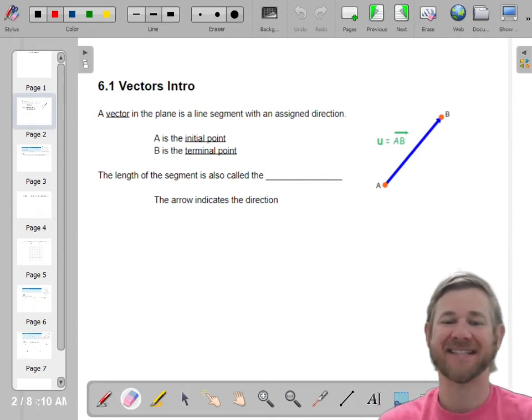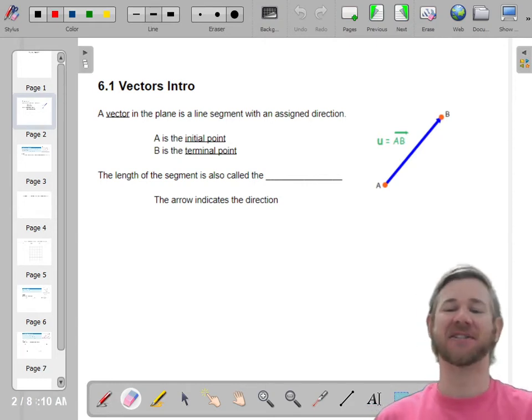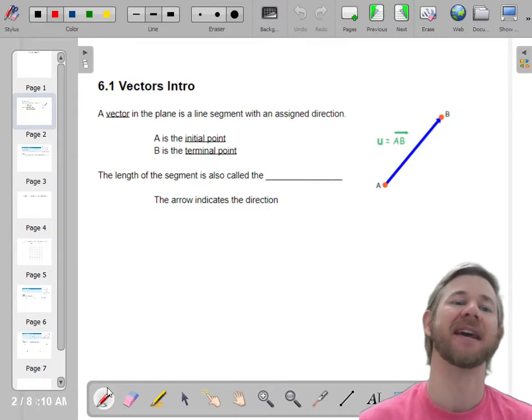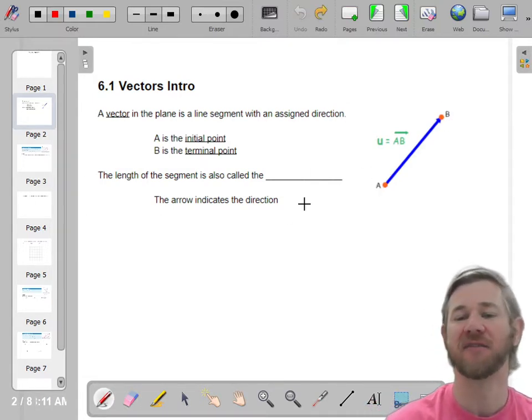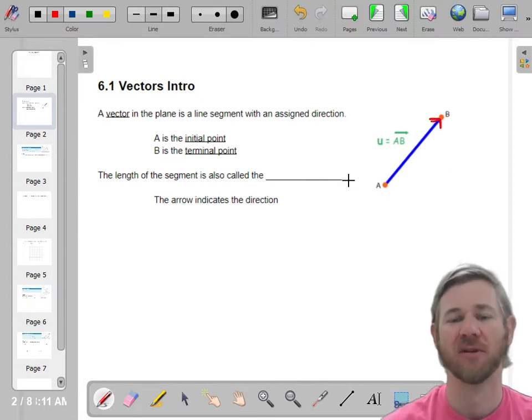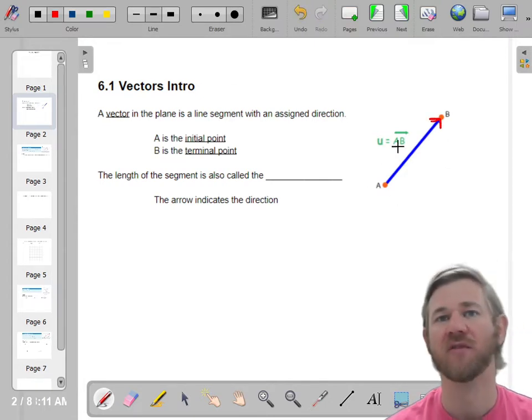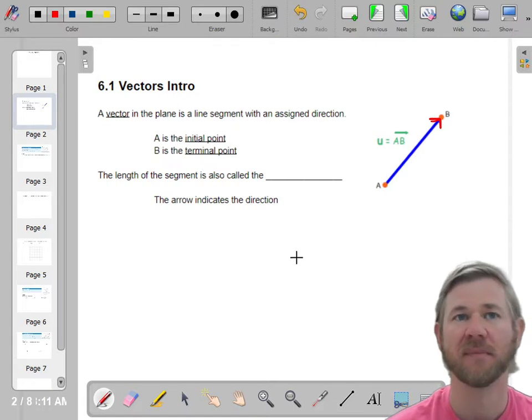Hello everyone, let's talk about vectors. So, a vector has an initial point and a terminal point. An initial point A and a terminal point B. How do you tell the difference? The arrow points to the terminal point. It's like saying which way are you going? We're going from A to B. So A is the initial point, B is the terminal point.